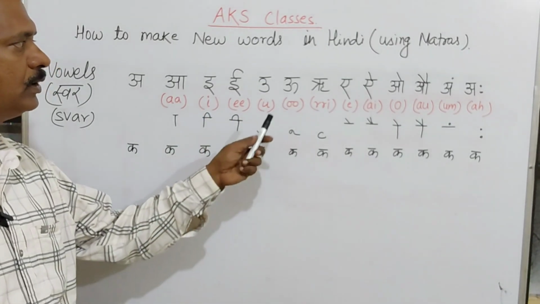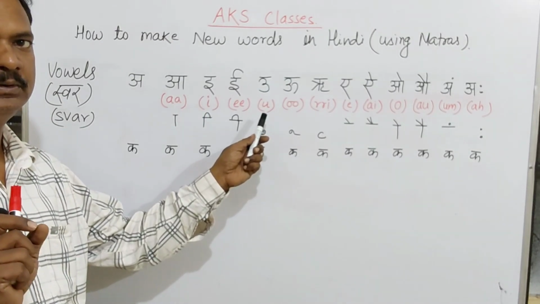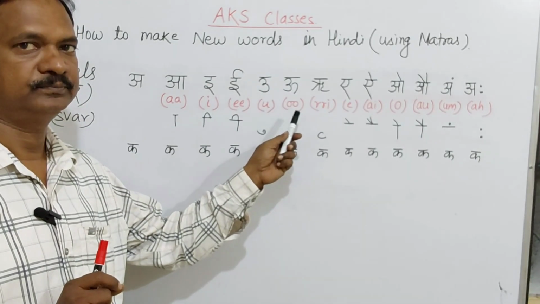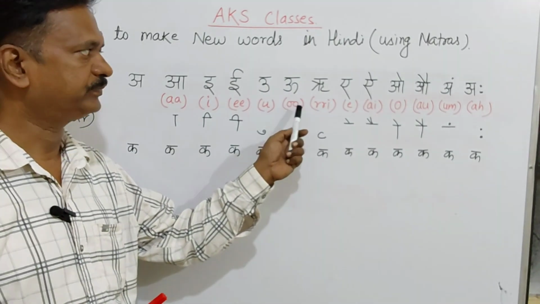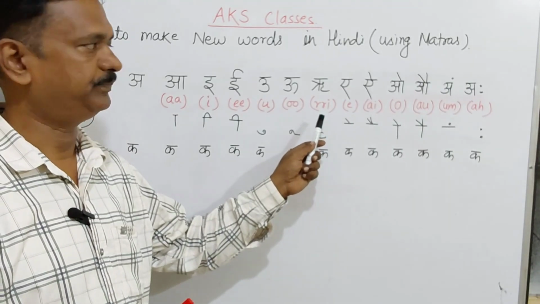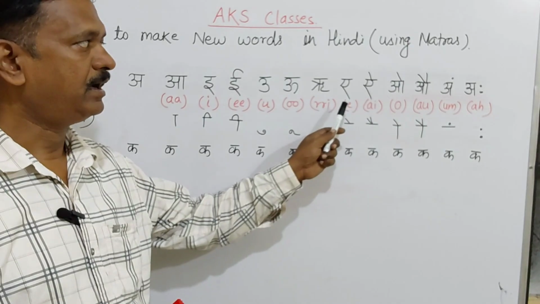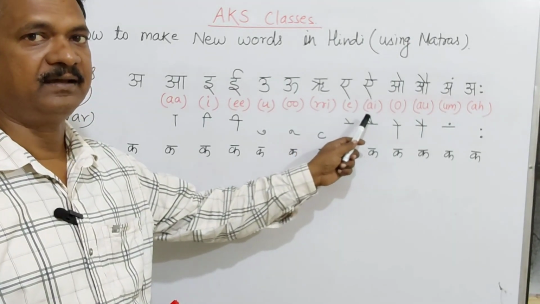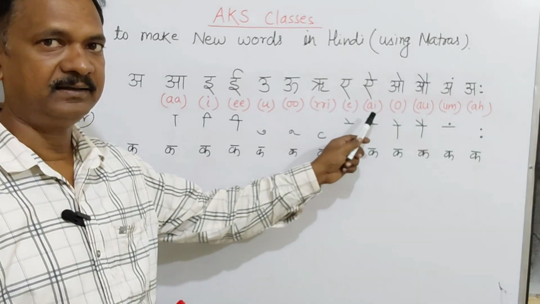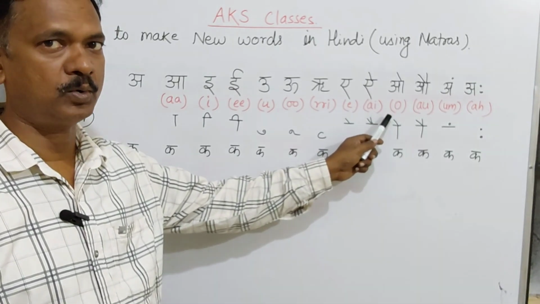Next is u, the oo sound, a small oo. Next is oo, a big one. Then ri. Then e, and ai. Then o, the sound is o, and this one is au.